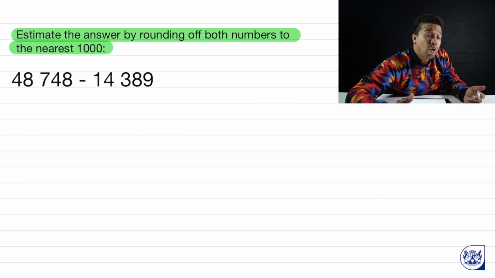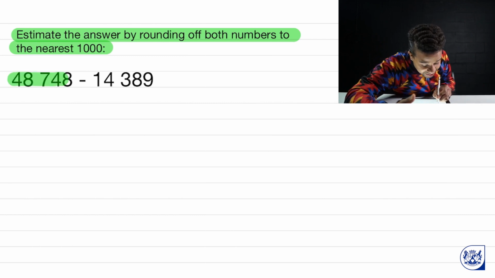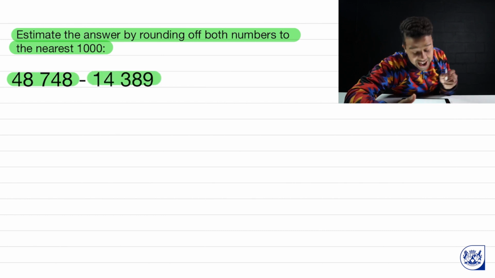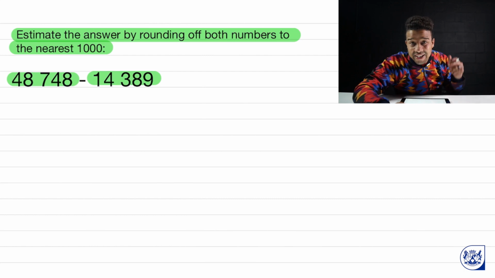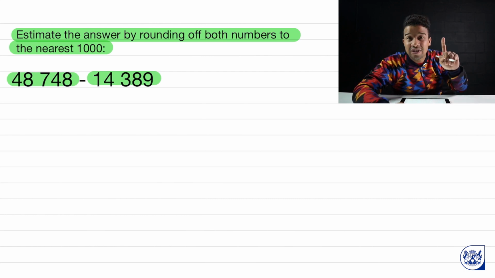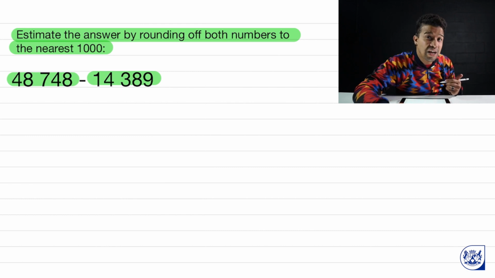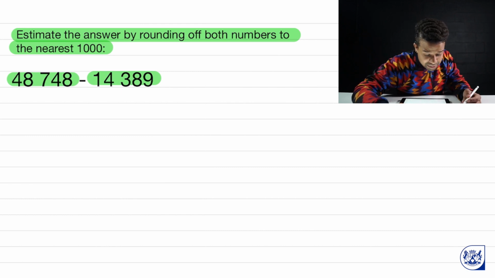And our numbers are 48,748 minus 14,389. So let's get straight into it and round off our two numbers to the nearest 1,000. And we're going to do so using our rule. Now remember, they say we have to round off to the nearest 1,000.